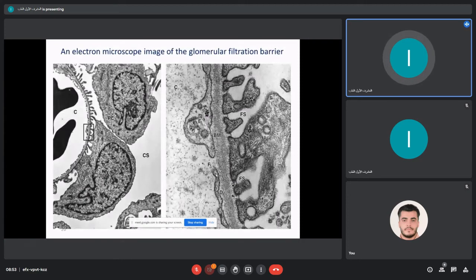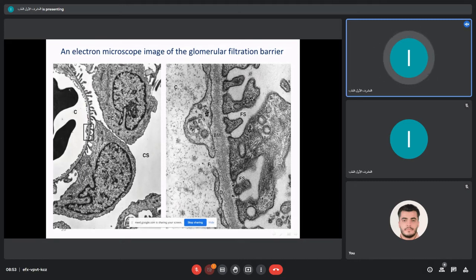This is an electron microscope image of the glomerular filtration barrier. This is low magnification, and this is high magnification. This section shows the lumen of the capillary. These are blood cells within the lumen of the blood vessel, the capillary. The lining of the capillary here is endothelial cells. This thick gray line is the glomerular basement membrane, and this is the outer cells.